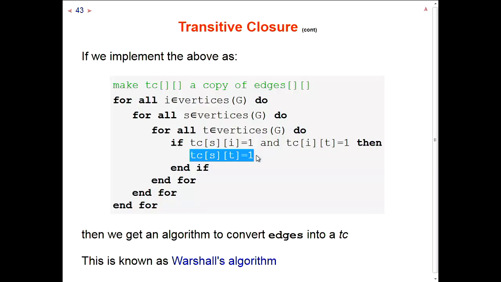Now, it is very clear that what you're doing here is correct. If you can go from S to I and you can go from I to T, then you can also go from S to T. What's really interesting is that this suffices to compute the entire transitive closure. So you only need to look for these paths of length 2 from S to T to be able to compute every reachability question.